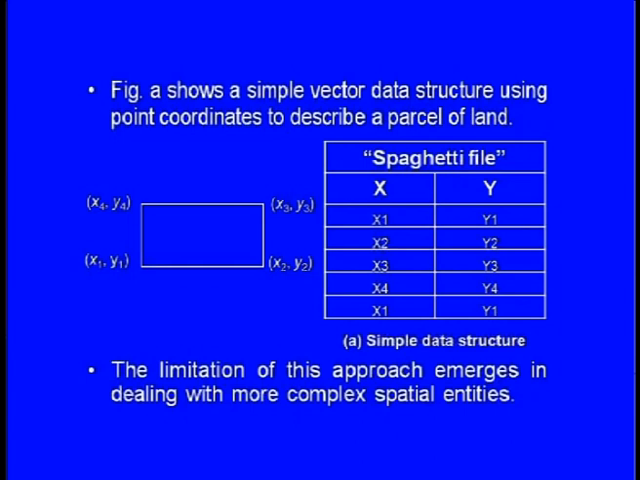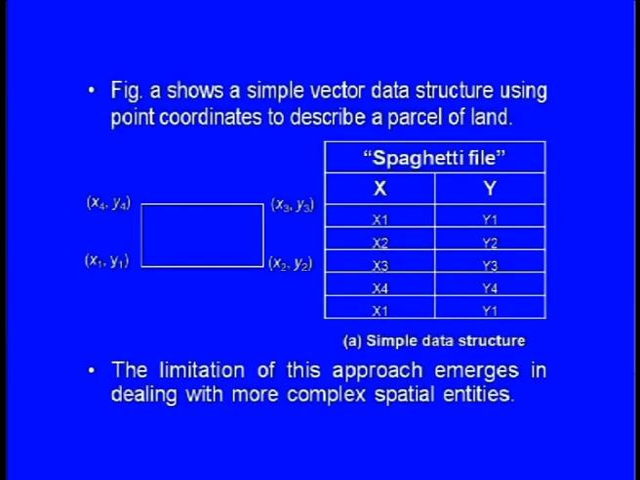So, the first corner point has been designated as x1, y1, the second one as x2, y2, the third one as x3, y3 and the fourth one as x4, y4. Now, how would this be converted? This is now going to be converted into a list of x and y values in the form of a file, which we call a spaghetti file. So, all the points, their x coordinates are listed in one column and y values are listed in the y column.